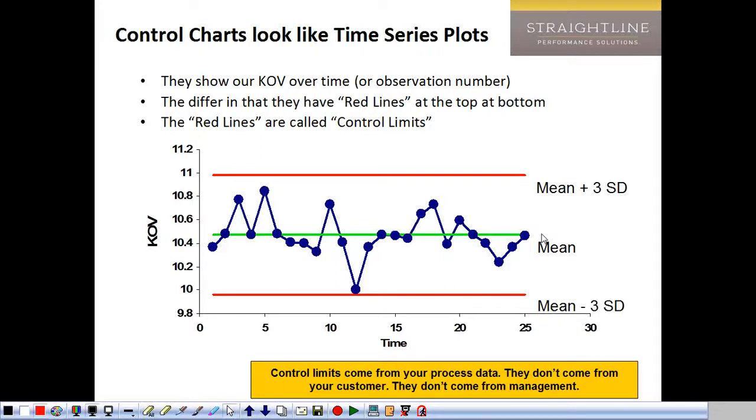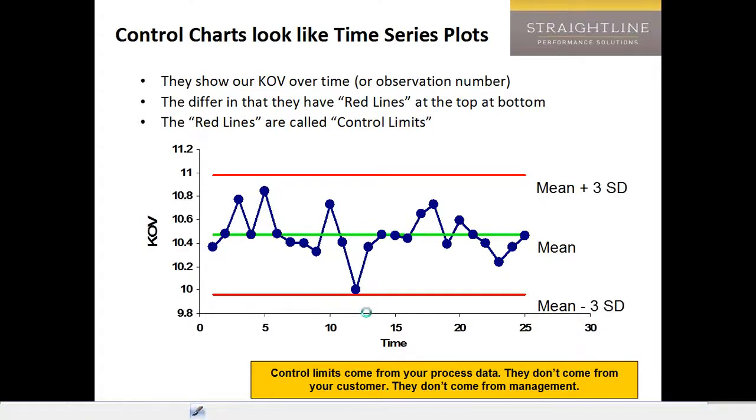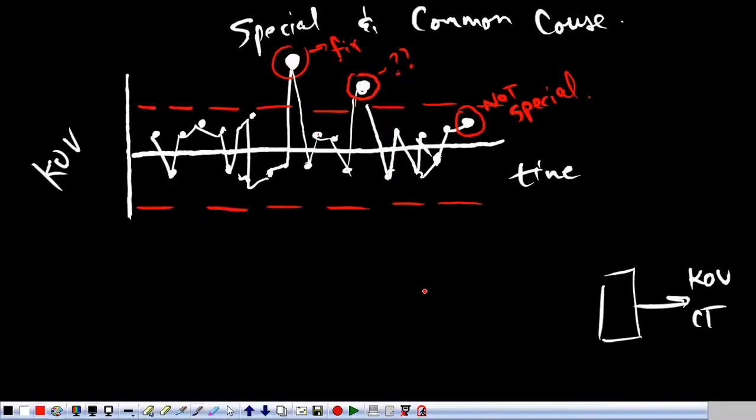We've also added some doodads in here. The green line at the center is the mean. The plus or minus 3 red lines are set from the data. Remember, it comes from the data, and that's such an important thing to keep in mind.